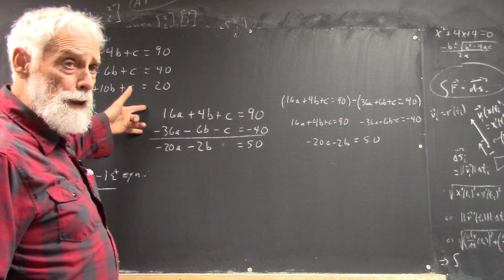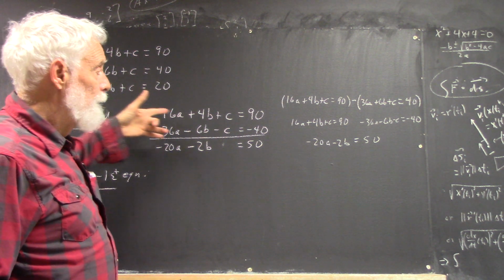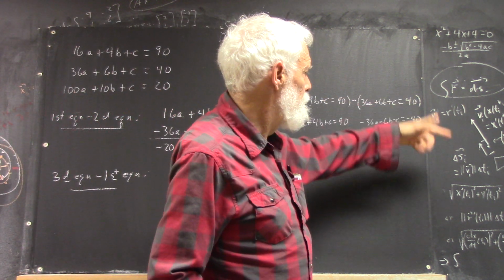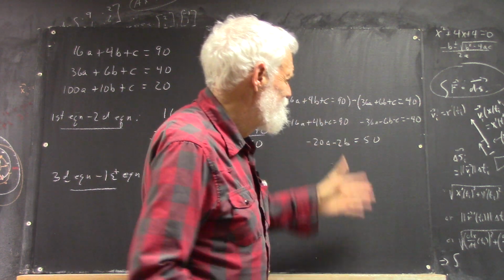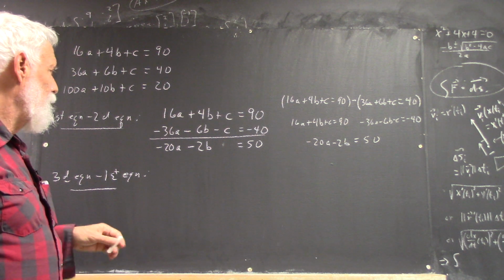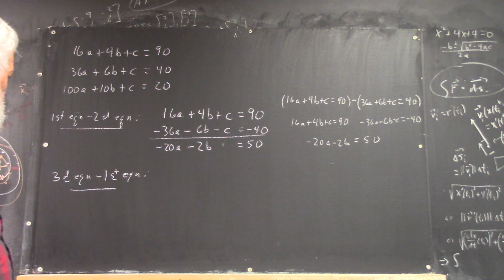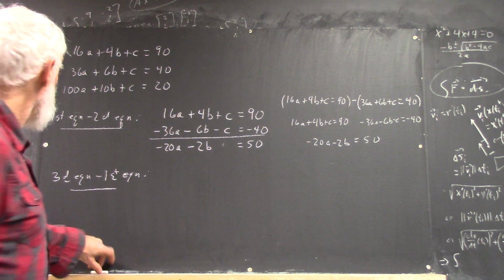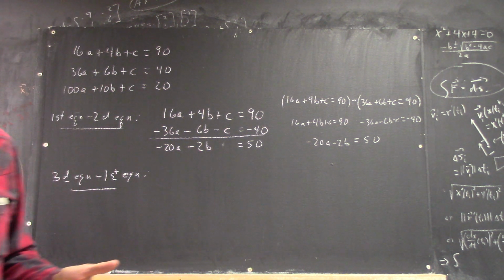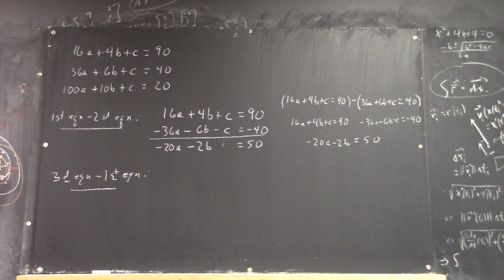Probably better to do it like this, because distributing through that negative and stuff, I don't know. It's kind of okay either way, but if you've got a choice, do this one. Okay, so what do you get for the third equation minus the first equation? Second equation, first equation, whatever I said. Third equation minus the first.